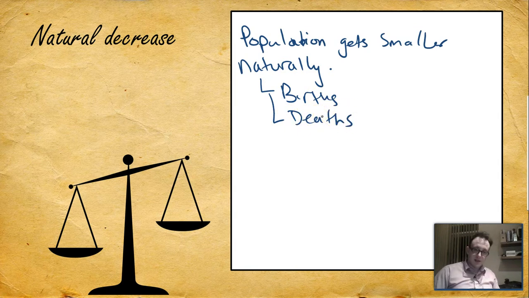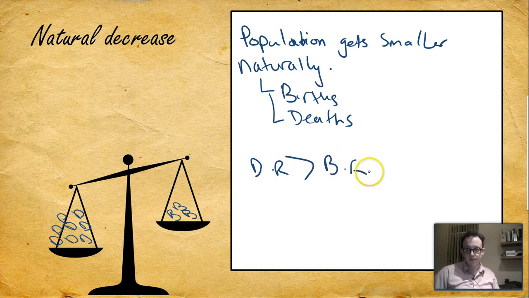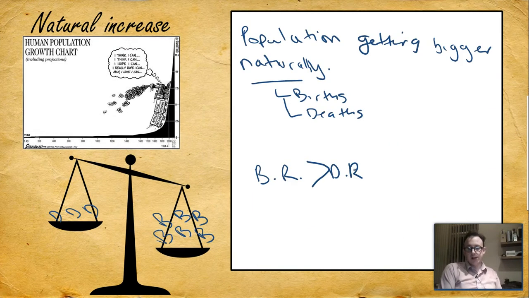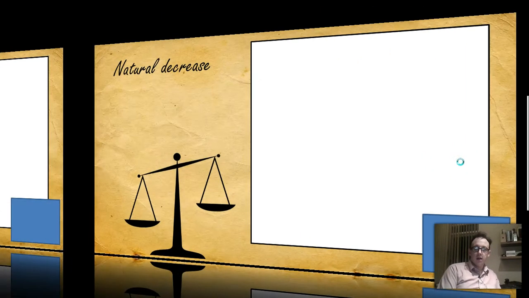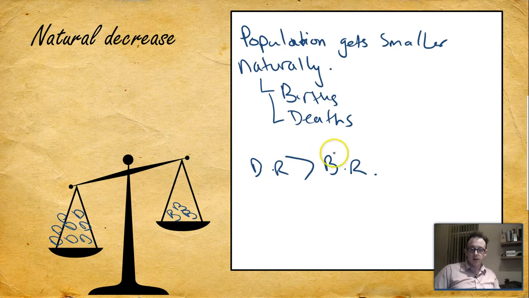So in this case we need deaths to outweigh births. So we need death rate to be greater than the birth rate. Natural increase is where birth rate is greater than death rate and the population goes up. Natural decrease is where the death rate is greater than the birth rate and the population goes down.